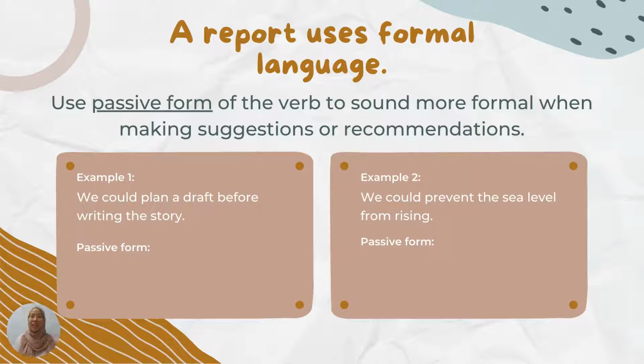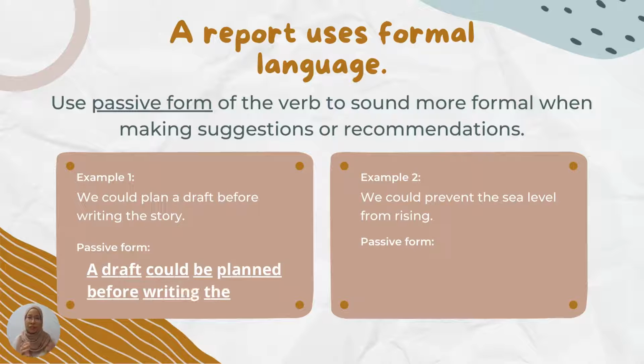So let's see the passive form of this sentence for example 1. As I said before, we put the object in front. The object here is a draft. And then the verb here is could plan, but we change it to passive form, so it becomes could be planned. And then the rest of the sentence, before writing the story. Easy, right? So why don't you try example 2?